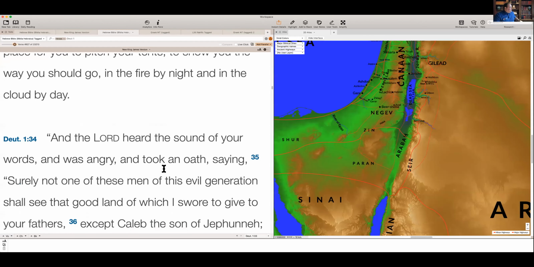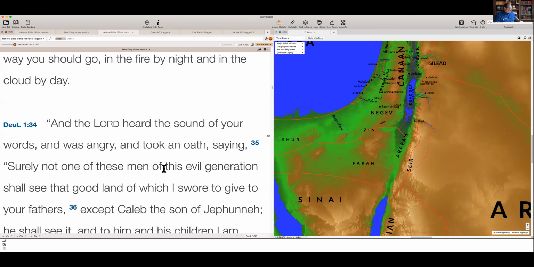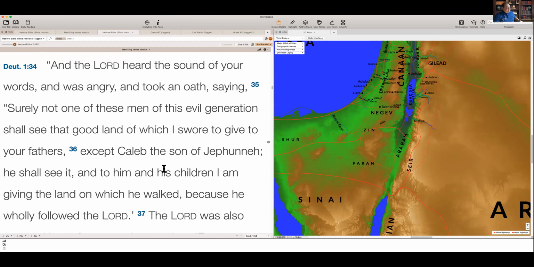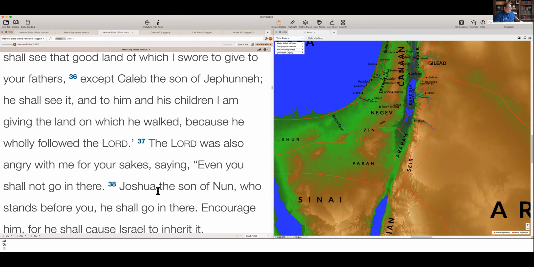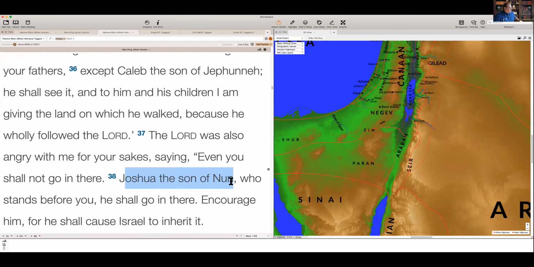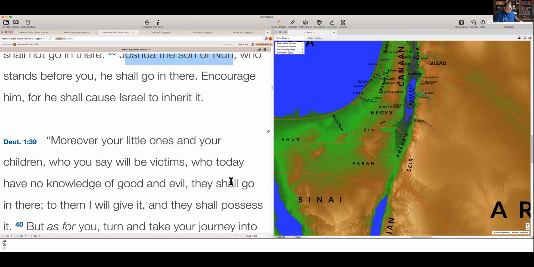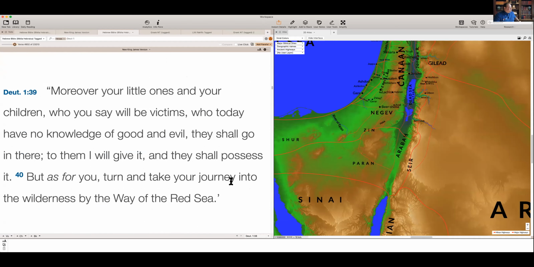So the Lord finally heard the sound of the words and said, okay, you're not ready. Except Caleb and except Joshua, no one is going to enter, those who are older than 20. So you're going to go around 40 years in the wilderness. So turn around. That's what he says. Turn around. Go back. Go back where you were.